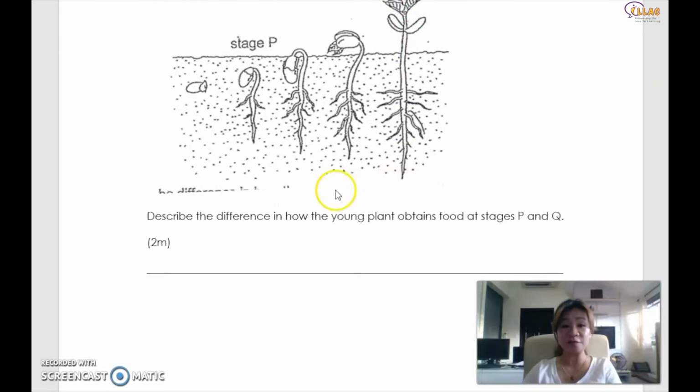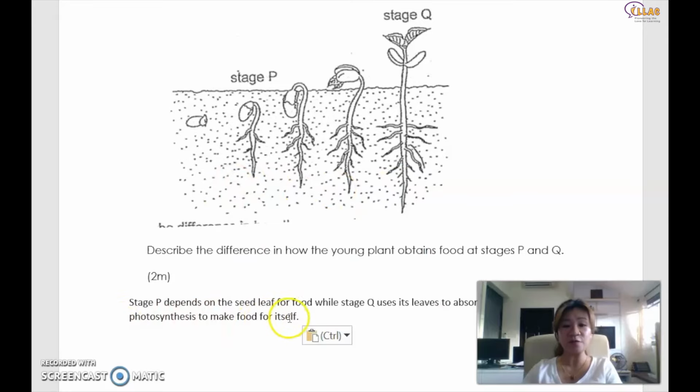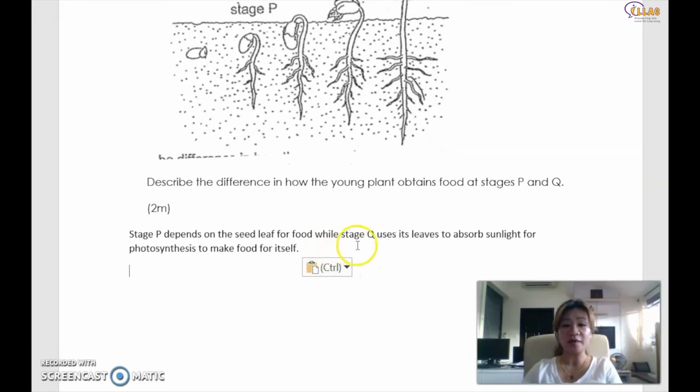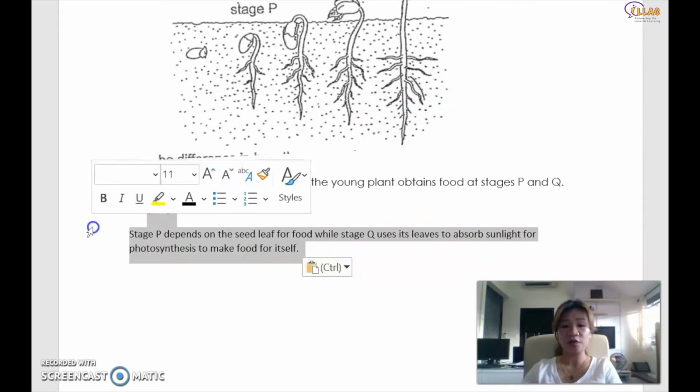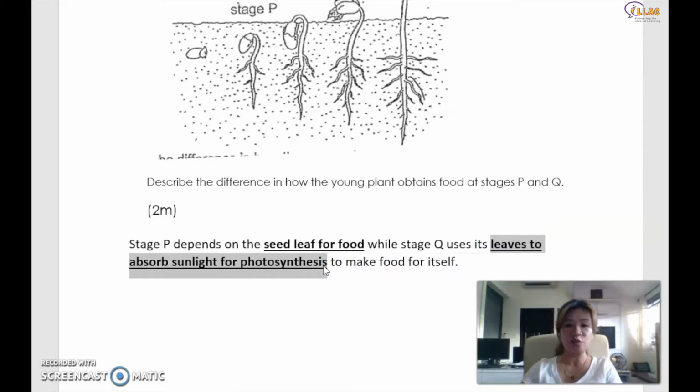So what is the difference then? The difference is that at P, the seed leaf will be used as food, while at stage Q, it uses the leaves to absorb sunlight for photosynthesis to make food. So what are the keywords over here? The keywords will be, this one, it depends on the seed leaf for food. This will be the keyword over here for you to get 1 mark. Whereas the second part will be it absorbs sunlight. The leaves absorb sunlight for photosynthesis to make food for itself.